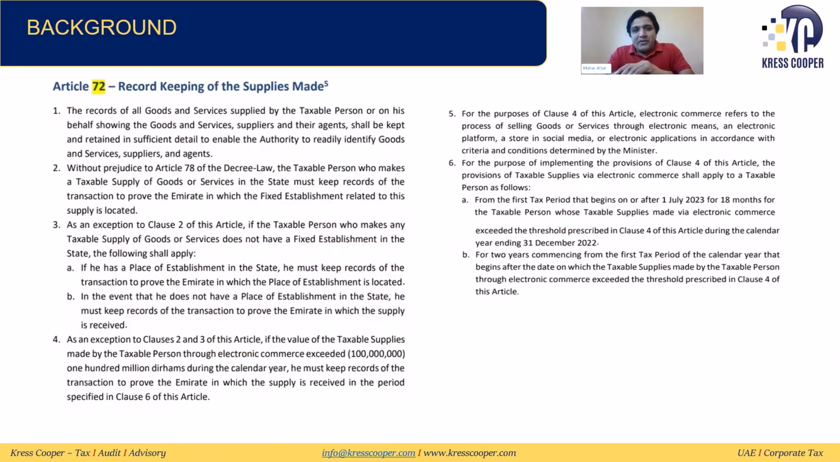When Article 72 of the law was amended, there was no change in Article 1. Article 1 is the same. Whatever we have discussed, they need to maintain the record. There is no change in Article 2 as well. This is the same. Where there is a fixed establishment, they need to maintain the record of the Emirate where the fixed establishment is located. Articles 3 and 4 have been added.